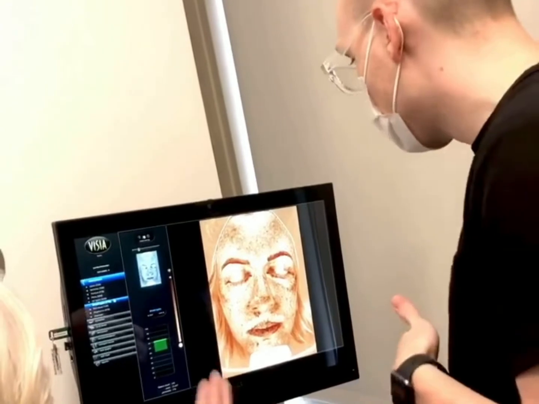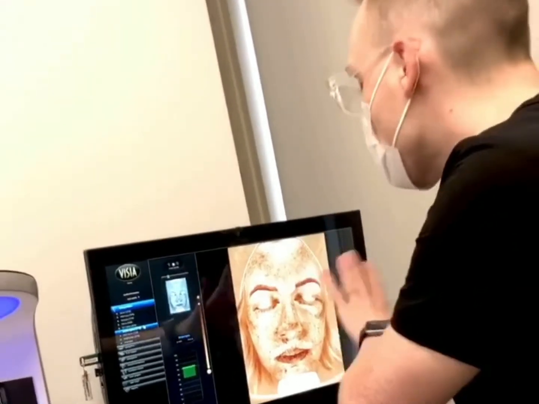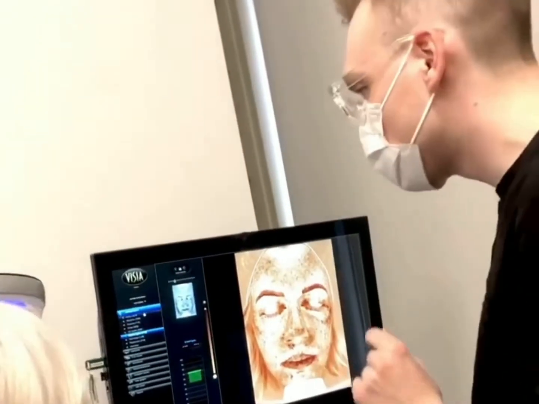Can my eyebrows always look like that? They look amazing. Perfectly shaped. Perfect pigment. Love it. Absolutely.